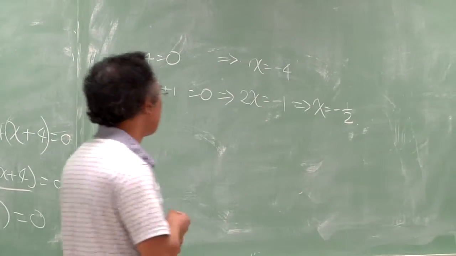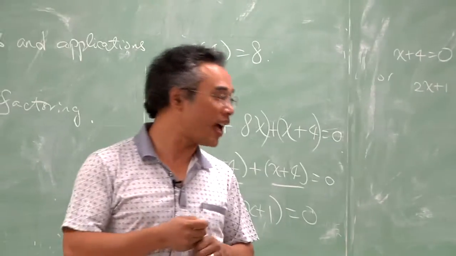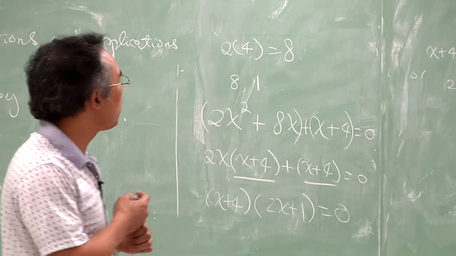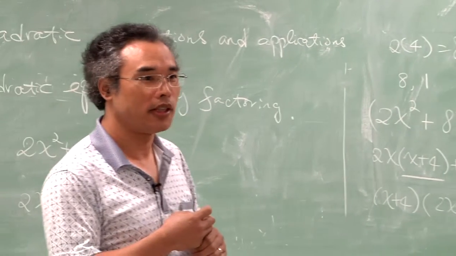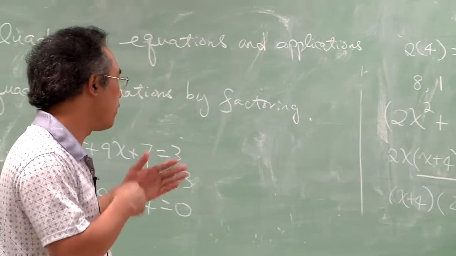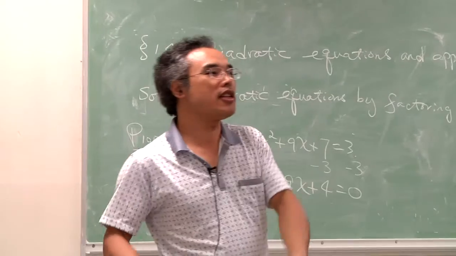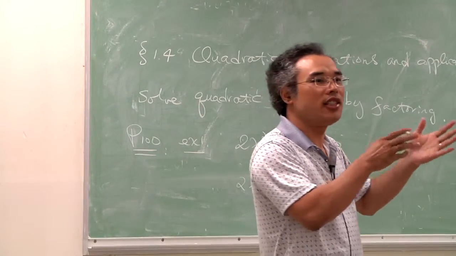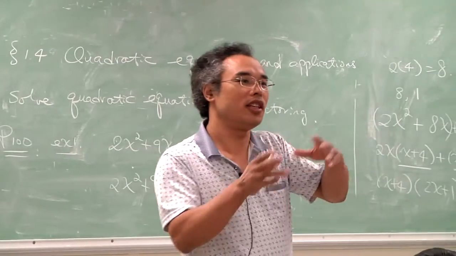So the solution from the second one is -½. So there are two solutions to this equation, -4 and -½. Okay, so this is how we solve equations by factoring. You put all the things on one side and then you factor it. And then you set each factor to 0. Then you get all the solutions.